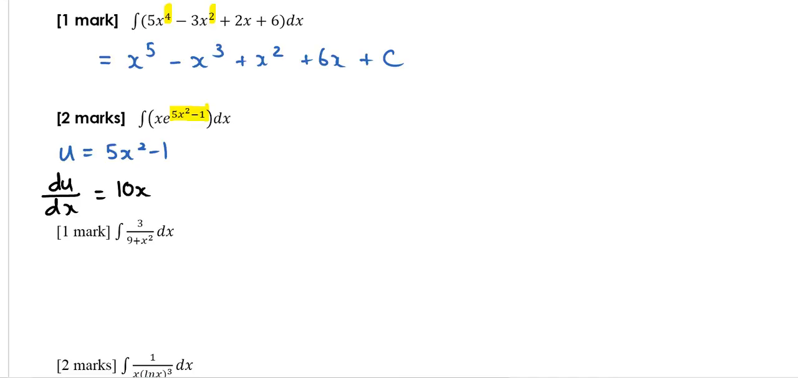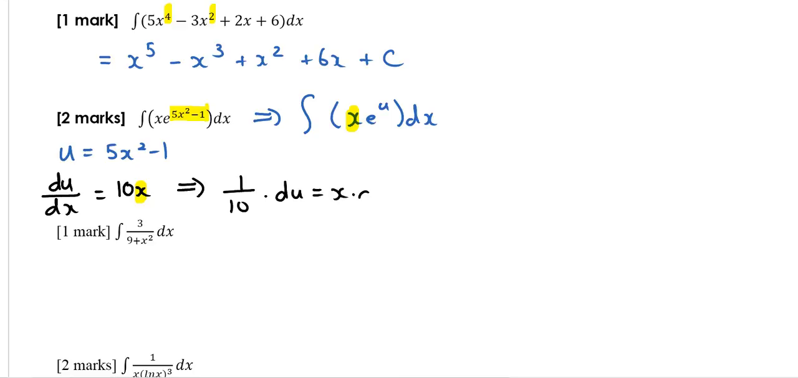Okay, and then let me replace the original question with the integral sign, bracket x e to the u times dx. Notice that I have an x here and an x over there, so I can change this around and make it 1 over 10 times du equals x times dx. So I have an x and a dx over there, so I can line those up. The x and the dx, I'll change with 1 over 10 du.